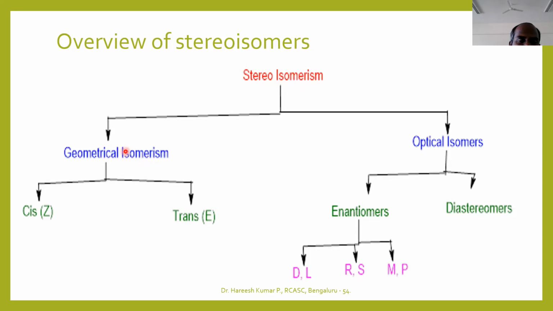So geometrical isomerism means these compounds have restricted rotation around the double bond. So this exhibits isomerism because of the restricted rotation around the double bond. If we look into the nomenclature, if both groups are on the same side, it's called cis. One more terminology for cis is Z. And if both the bulky groups are on opposite sides, then it's called trans. One more terminology for trans is E.